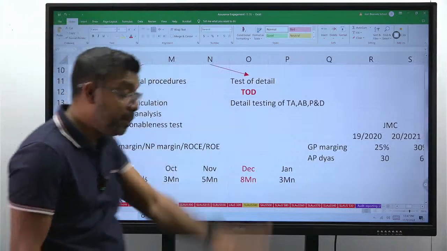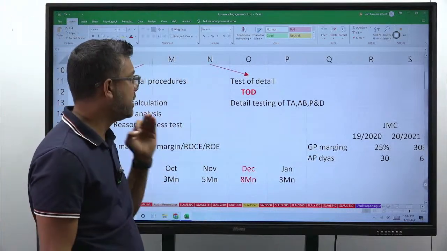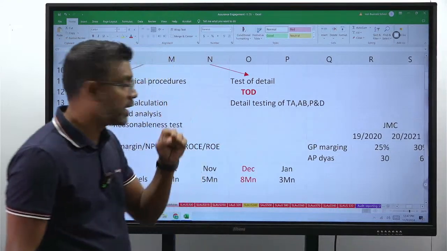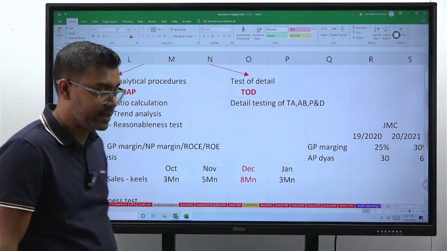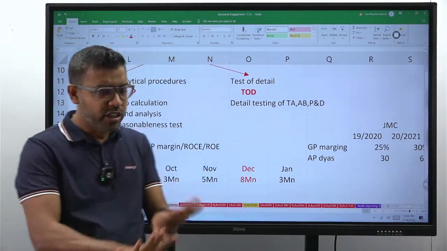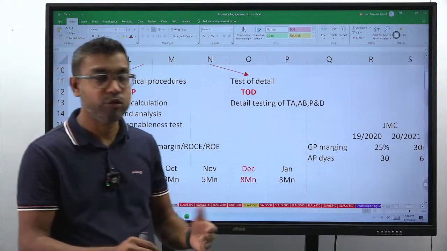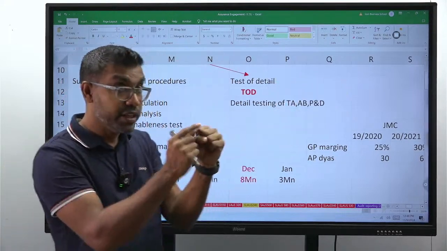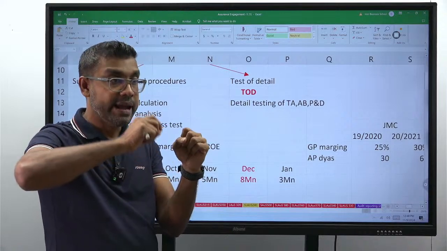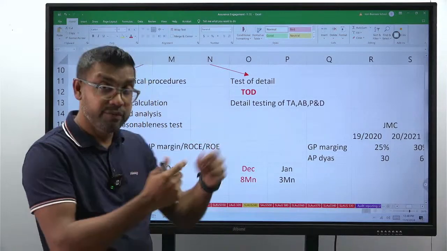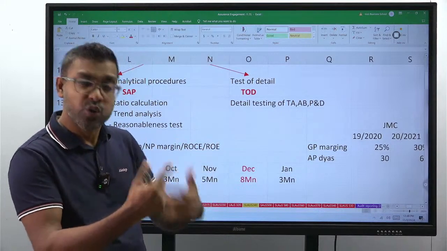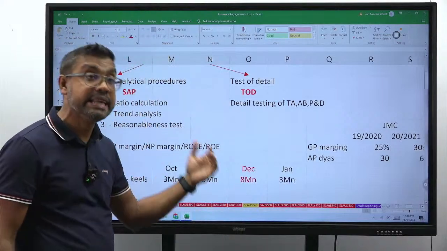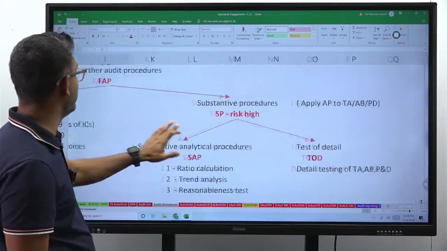Then test of detail: apply or test transaction, account balances, presentation and disclosures in detail. What do you mean by detailed testing? Now let's say sales invoices. You should not just check the approval for sales invoices. You have to perform detailed testing. Take the invoice and see whether dispatch notes are there or not, whether a proper sales order is there or not. Have we updated stock records when the sale happens? How is the accounting entry passed, who is approving, at which point? Detailed testing you have to perform is called test of detail, right?